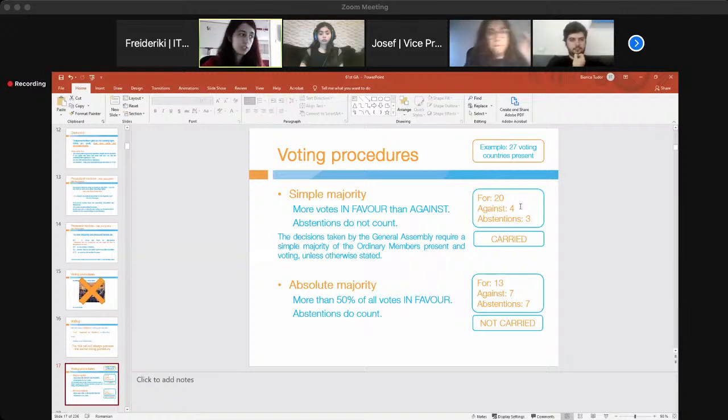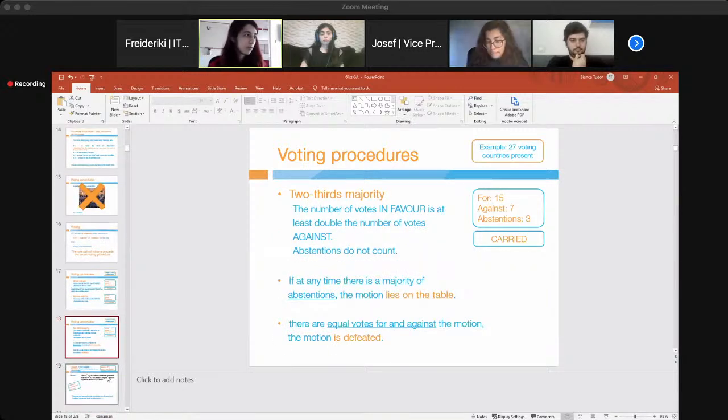Absolute majority is when 50% of all votes are in favor. So abstentions do count. There are 13 votes for, 7 against, and 7 abstentions. If we add up 7 with 7, there are 14. 13 is less than 14, so the motion is not carried. PC will help with saying if a motion is carried or not, but you should know how it is done. We also have 2/3 majority. The number of votes in favor is at least double the number of votes against, and abstentions do not count.